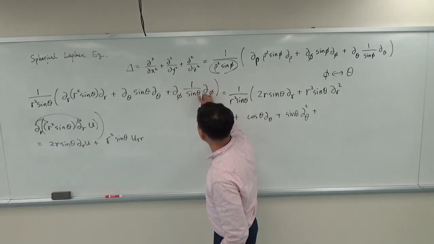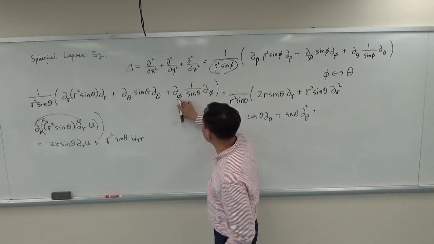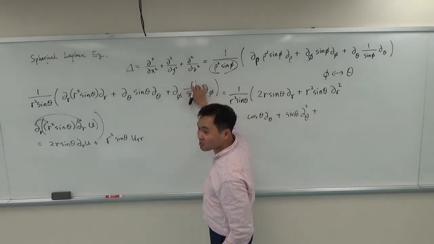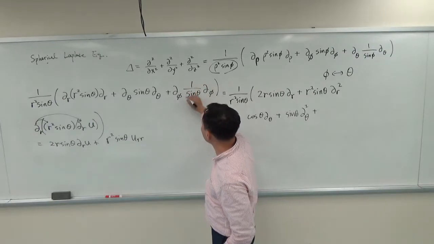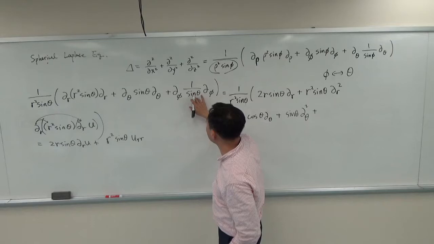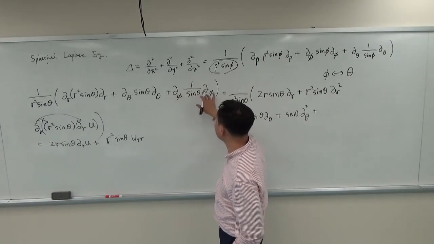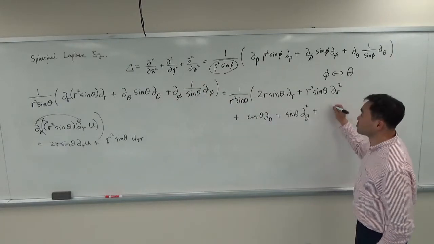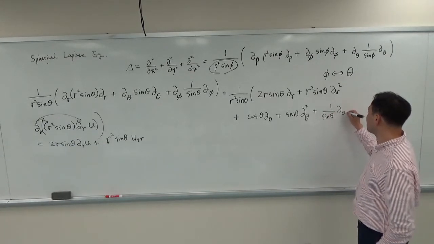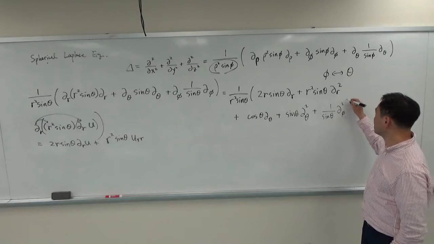And then this thing is independent of phi. So when this hits this, what happens? It's 0. So for this one, when you apply the product rule, nothing happens. When this hits this, it's 0, and this just gets over here. So this is 1 over sine theta, derivative with respect to phi squared.